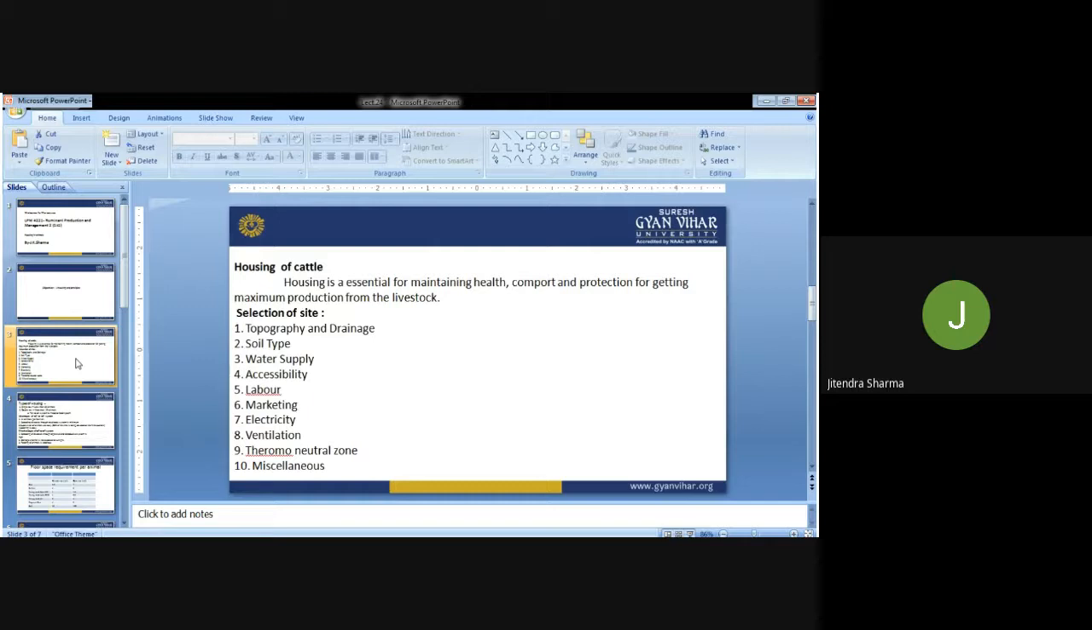Then while we are selecting the site, we have to focus on proper water connectivity. If water connectivity or supply is not there, then how will we manage the animal? Because we know that for 1 liter of milk production, we require about 5 liters of water. So if water connectivity is not proper, then in that situation we should not continue with the site.